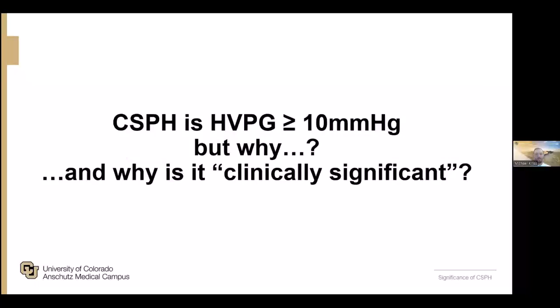So clinically significant portal hypertension is defined as an HVPG, or a hepatic venous pressure gradient, greater than or equal to 10 millimeters mercury. Now, that's clearly stated in all of our guidance documents. Many of you are already kind of familiar with this from a clinical perspective. But the question is, well, why is that number the number, and why is it clinically significant?